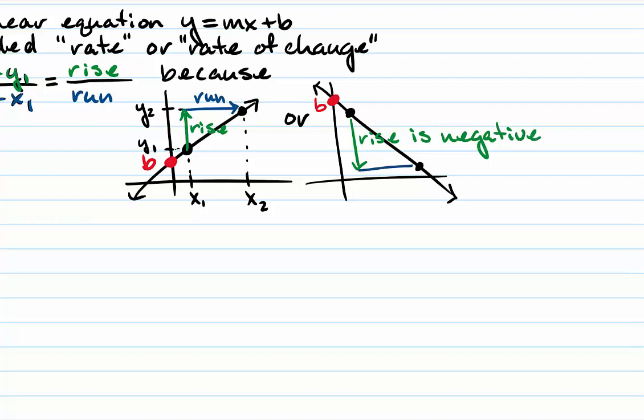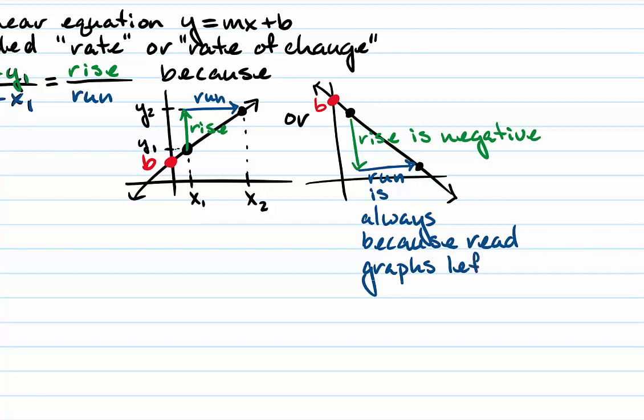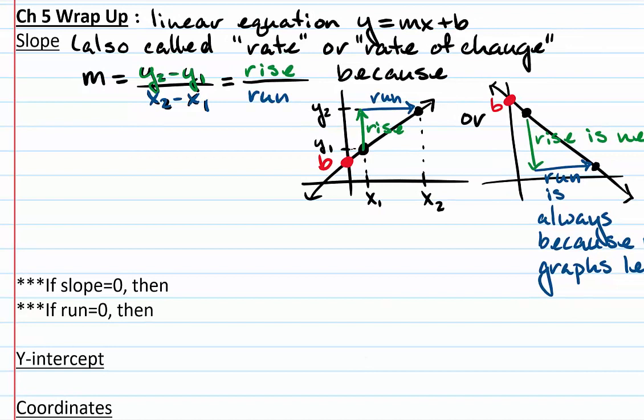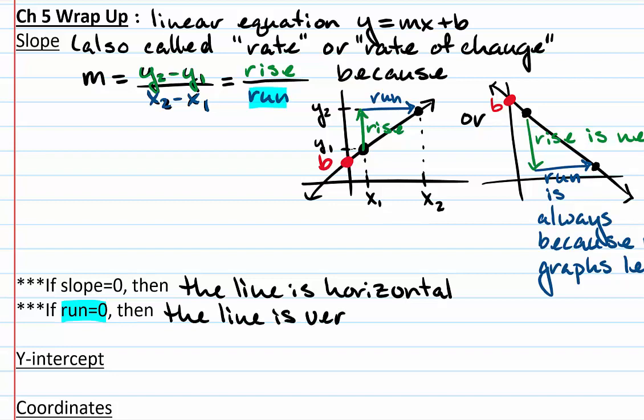The run, on the other hand, is not counterintuitive. The run is always viewed to be positive because we read graphs from left to right. Now, if your slope is ever 0, then the line will be horizontal. If your run, which is the denominator, is ever 0, that's going to cause division by 0, so the slope won't even exist. Then the line will be a vertical line.